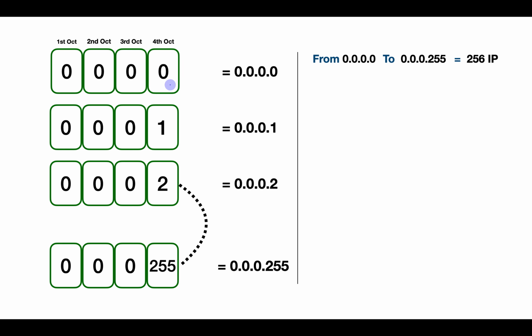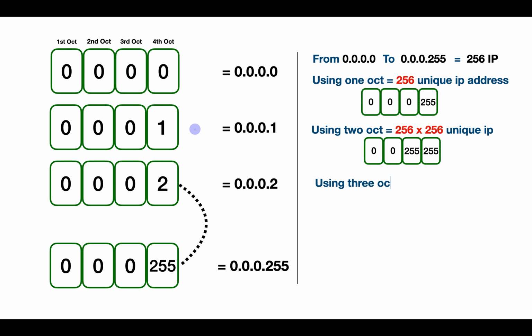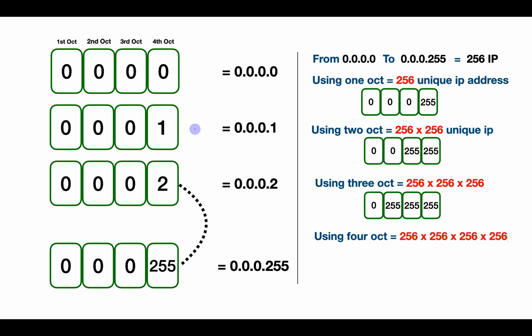When we are using only the last octet, we get 256 unique IP addresses. If we are using two octets, then we get 256 times 256 unique IP addresses. With the third octet, 256 times 256 times 256. And if we are using all four octets, the unique IP addresses will be 256 times 256 times 256 times 256. It's a really large number.